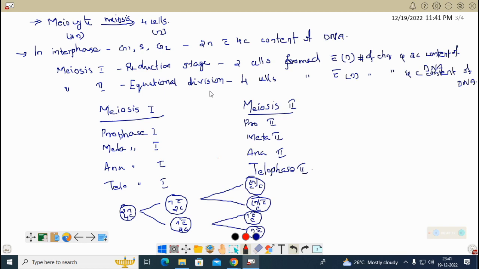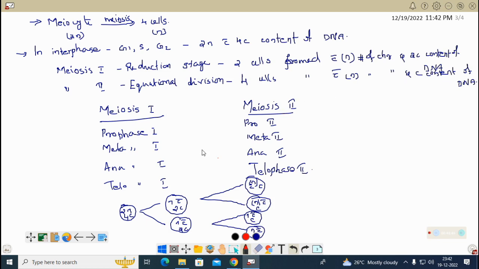Meiosis 2 equational division occurs. Each cell from the two cells formed in meiosis 1 will undergo meiosis 2, and it will become two cells, meaning a total of 4 cells with a haploid set of chromosomes and haploid content of DNA.